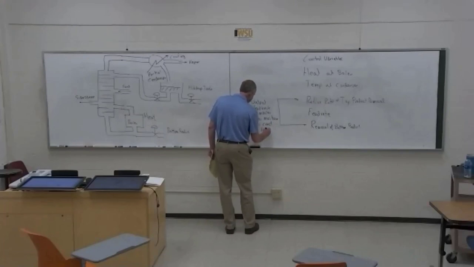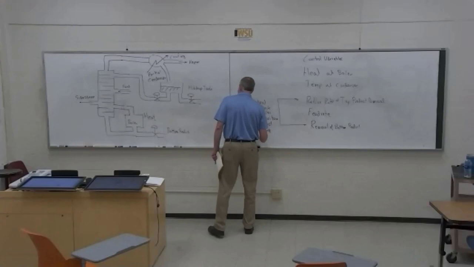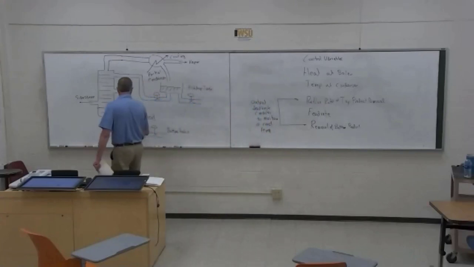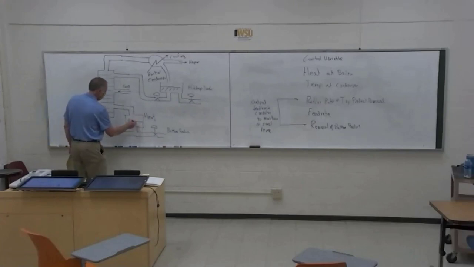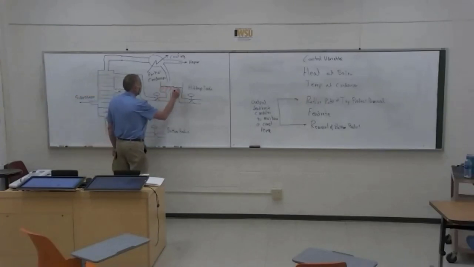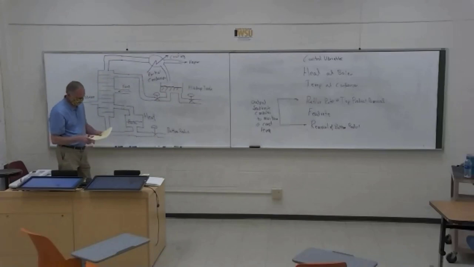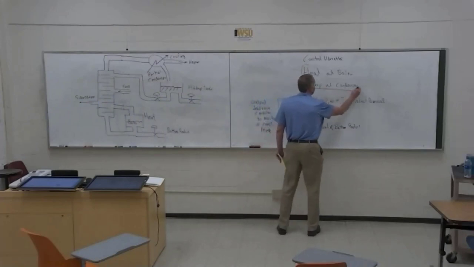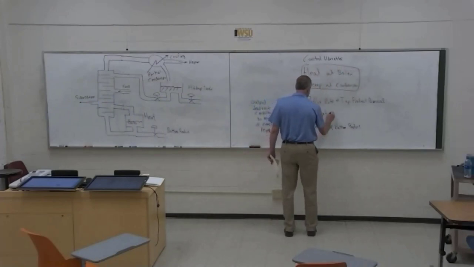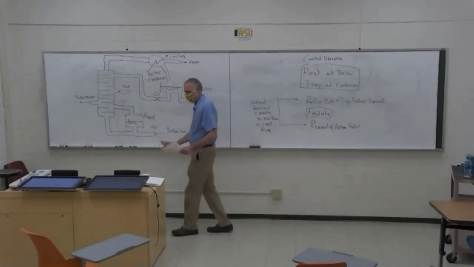Because, especially the boiler, if you let the boiler run dry, that can damage the boiler. So you want to make sure you keep a constant level of liquid in here. And then you want to maintain a constant level of liquid up here, otherwise you won't have any to send back down. So our controller is going to control these two things here and the feed rate.